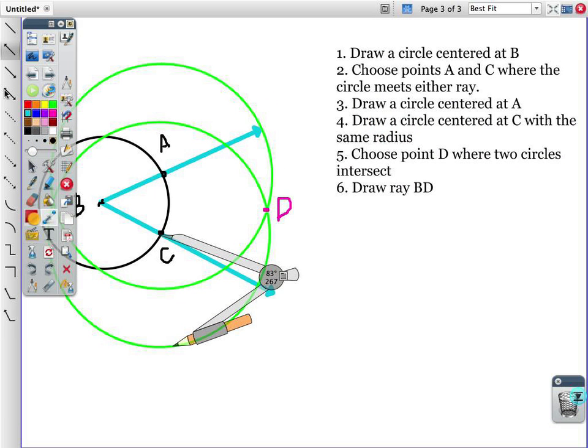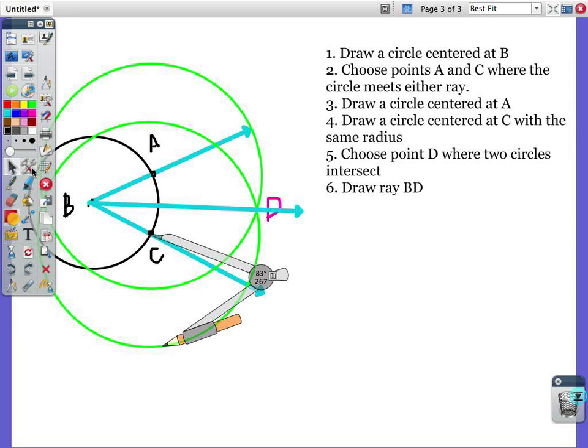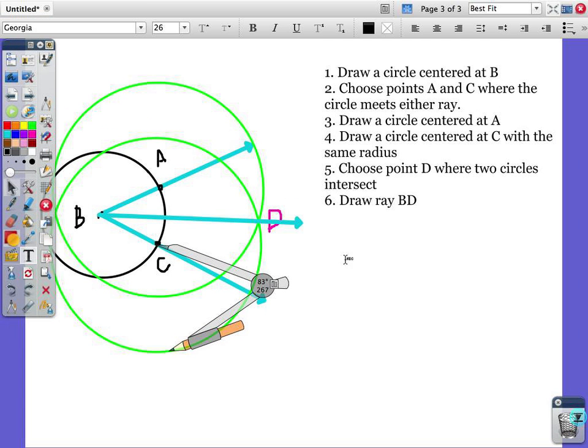Ray BD. What do you think? Is that right? Yes. Looks pretty right to me. What were we supposed to do here? Bisect an angle. Find the bisector BD. What does bisect mean? Cut in half. The ray that divides an angle into two congruent halves.